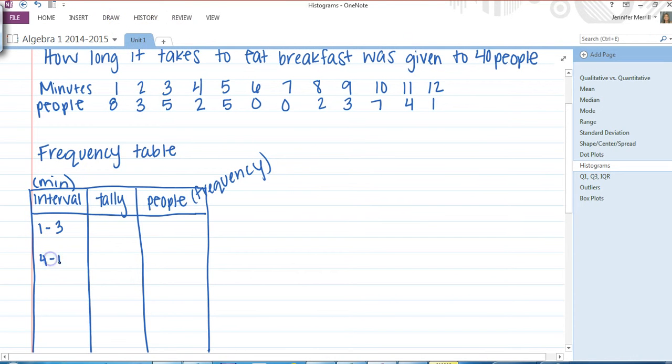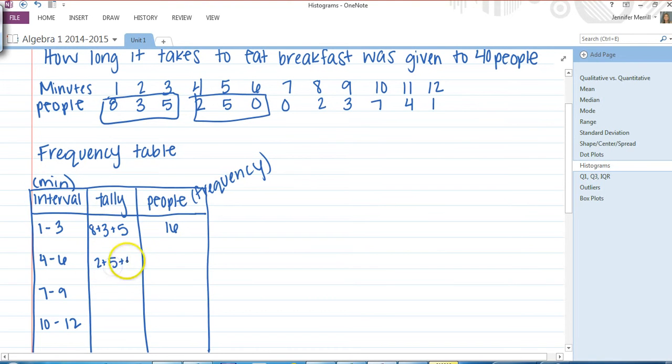So then I'm going to go 4 to 6, 7 to 9, 10 to 12. Then I'm going to tally it. So between 1 and 3 minutes, I had 8 people plus 3 people plus 5 people, which is 16 people. Between 4, 5, and 6, I had 2 plus 5 plus 0, which is 7.